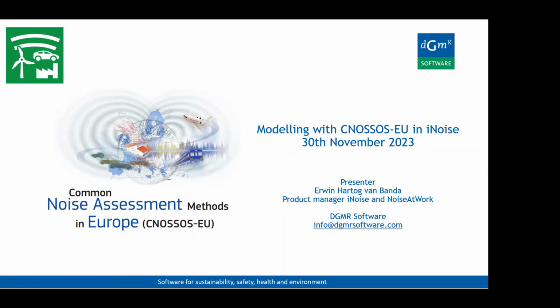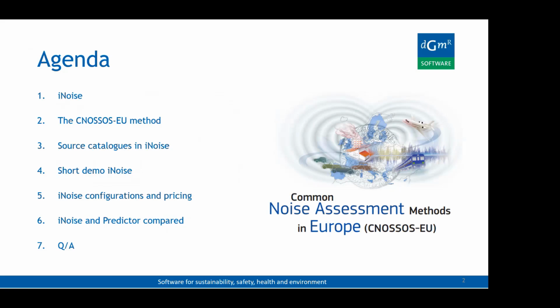Of modeling with CNOSSOS EU and iNoise. This is the agenda for this session. First, I'll introduce you to iNoise, then I'll go into the CNOSSOS EU method, and I'll explain how the source catalogs are implemented in iNoise and how you can modify them to your own national vehicle types and railway types. I'll give you a very short demonstration of iNoise.